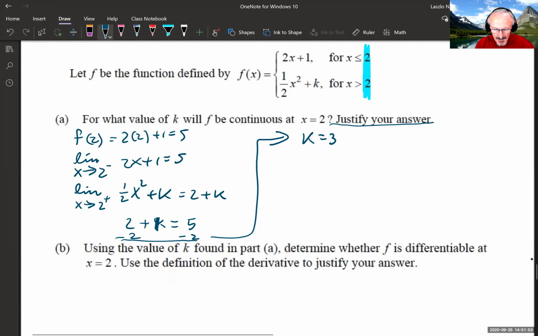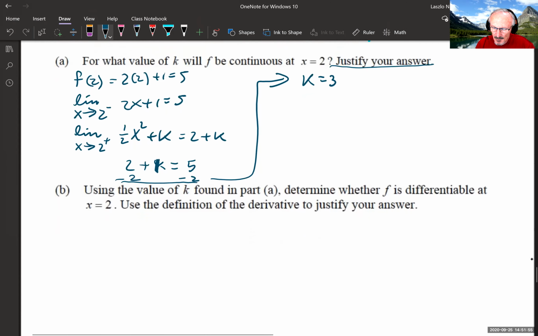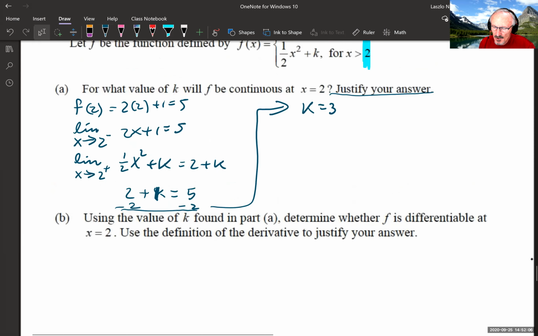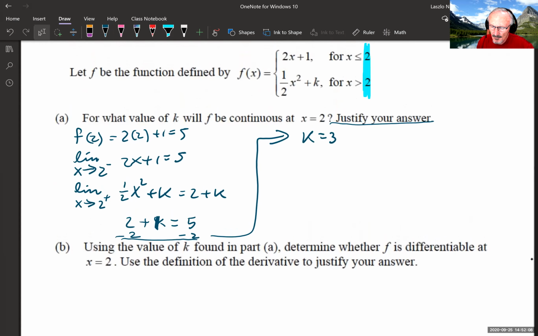Part B builds on this. Use the value of k found in Part A to determine if f is differentiable at x equals 2. Use the definition of the derivative to justify your answer. Okay, so we have f of x equal to 2x plus 1, no change here, but here 1/2 x squared plus 3. This is our new function f of x, and this is still at x less than or equal to 2, and this is x greater than 2.